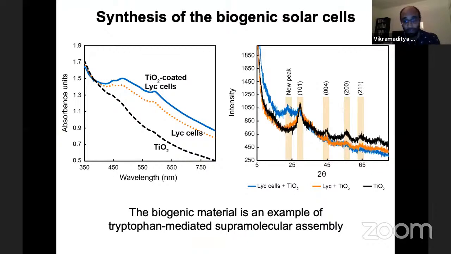So the system is bacteria, you're adding tryptophan, you're adding titania, so you're using aqueous-based chemistries, very clean chemistries, to then produce these titanated bacteria, which we then essentially calcine to produce extremely porous electrodes. So this synthesis scheme that I've just defined is one of the cleanest ways to produce a photovoltaic material.